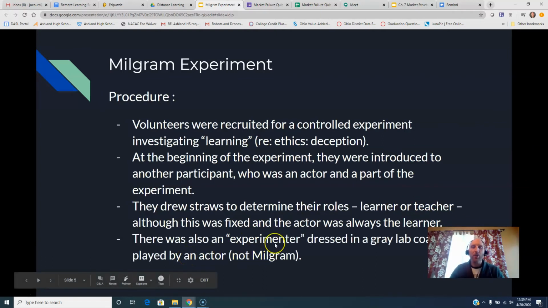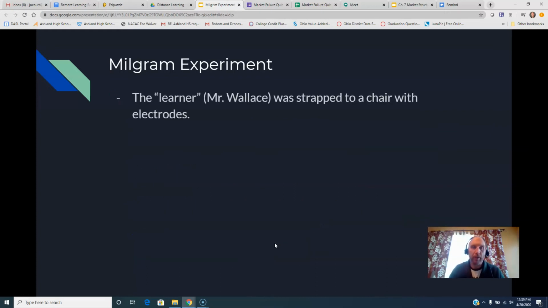Likewise, there is also a person in a lab coat who is a part of the whole thing. He's just an actor wearing a lab coat. He is kind of like the person who they think is running the experiment. And so he is going to be the person in the lab coat telling the teacher to keep pushing that electric shock when the learner gets a question wrong.